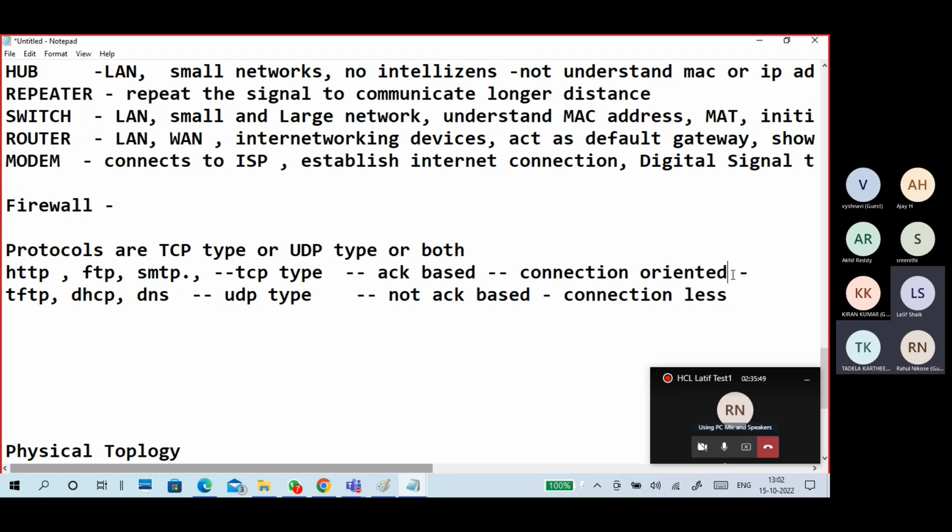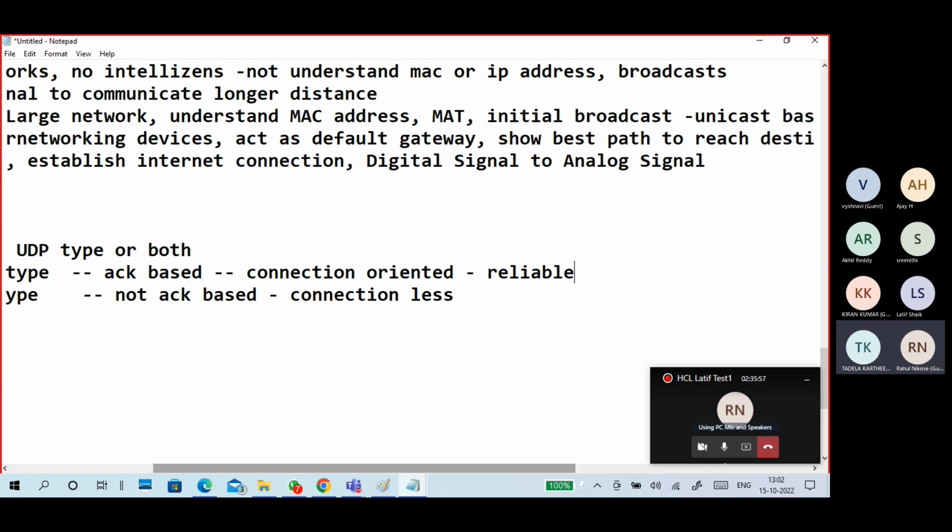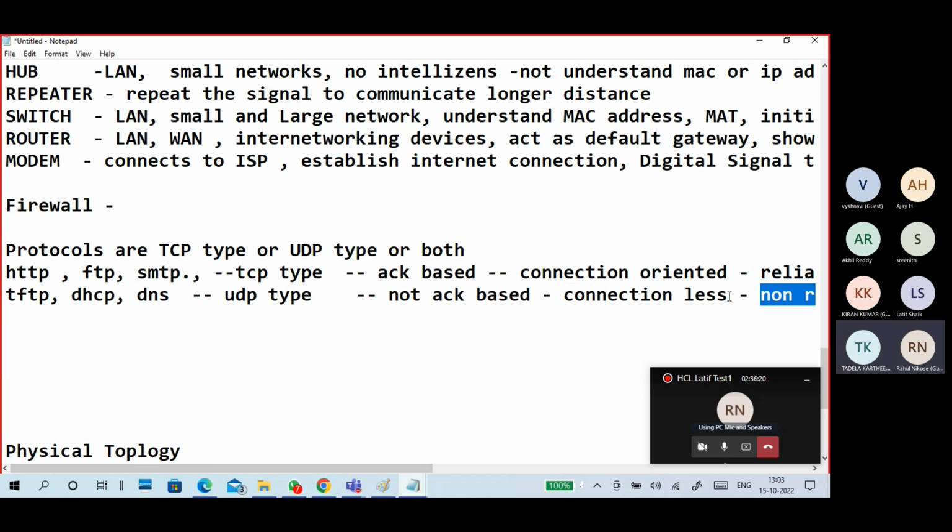So what does connection oriented mean? We know it is reliable, and the other is non-reliable. Why is it reliable? Because we know whether the destination received the packet or not. We know it, so that is called reliable. Here we don't know whether the destination received the packet or not. It's non-reliable. The same explanation applies for connection oriented and connectionless.